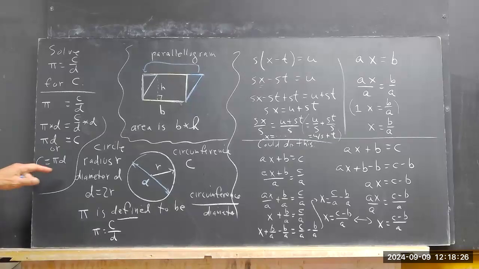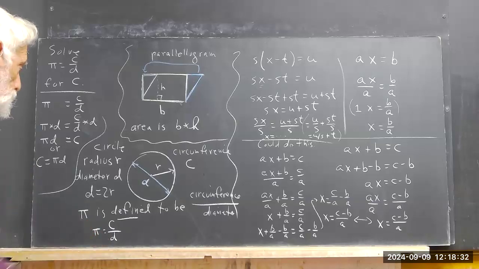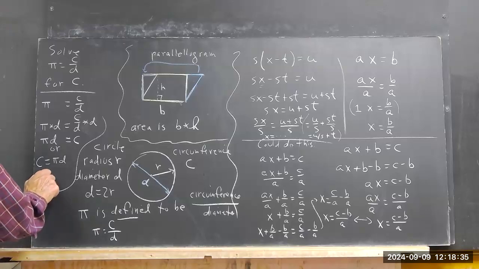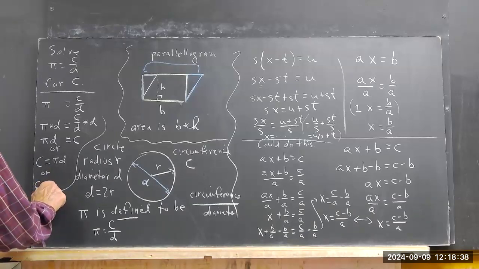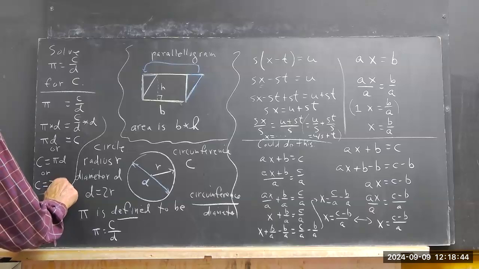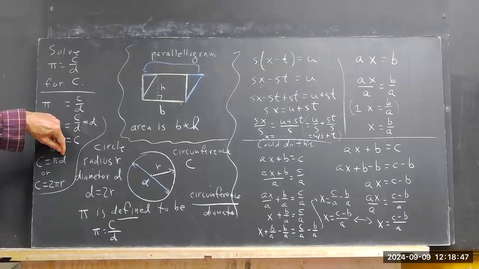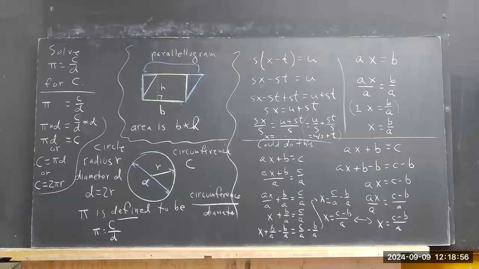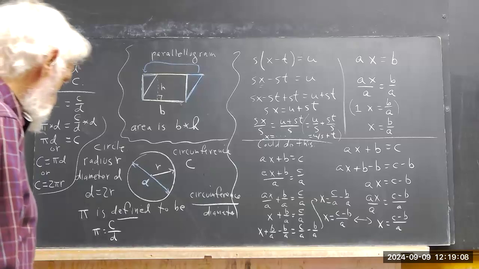Okay, well, that's the formula for the circumference of the circle. Now, of course, D equals 2r. So if we replace D by 2r, we get pi times 2r, which we usually write 2 pi r. That's kind of important to have some understanding of. Okay, well, there's just one more thing I want to do.